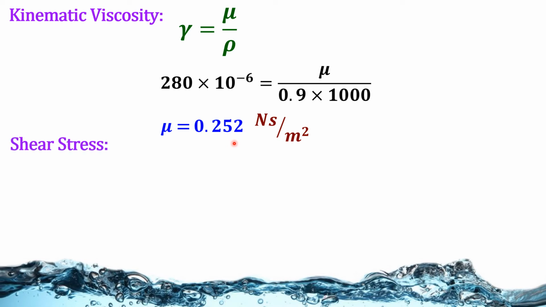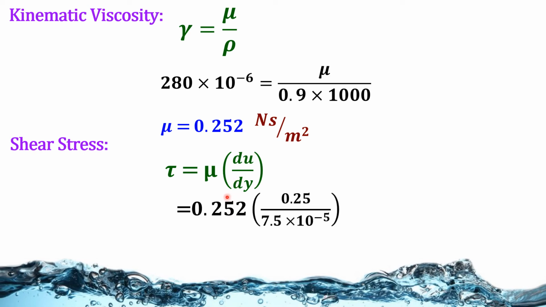Next, we are going to calculate the shear stress, where tau is equal to mu into du by dy. Now, mu we have already calculated and du by dy is available. Substituting the du, dy and mu values, we get tau is equal to 840 Newton per meter square.